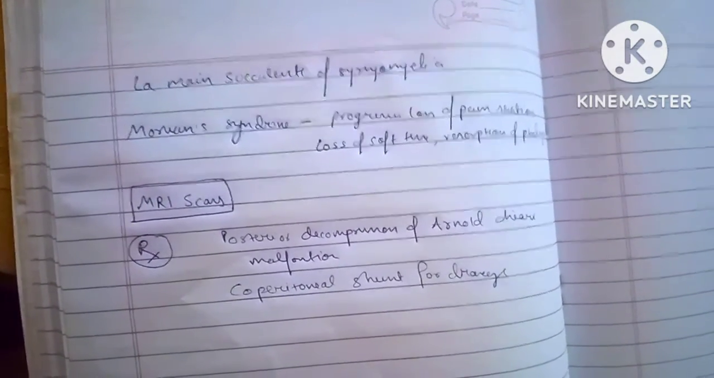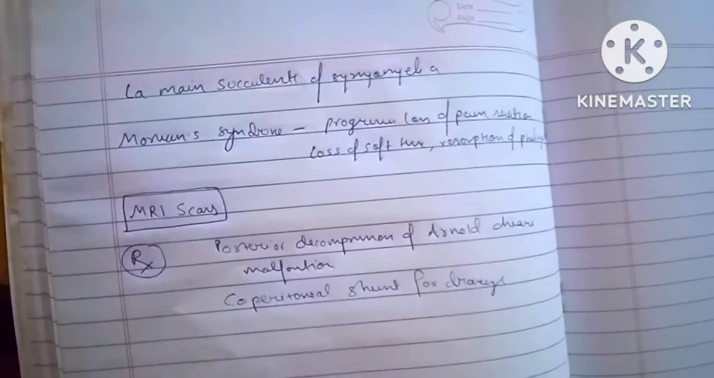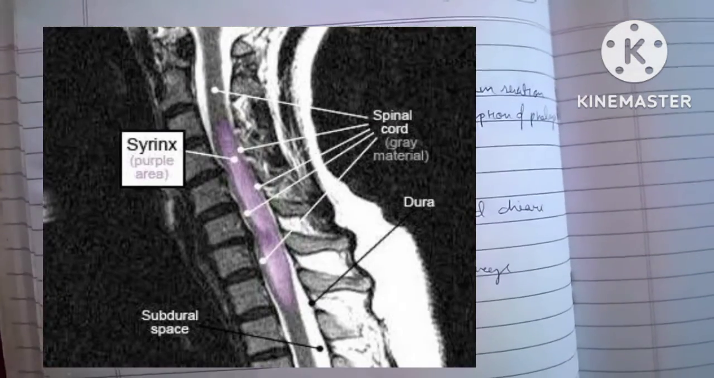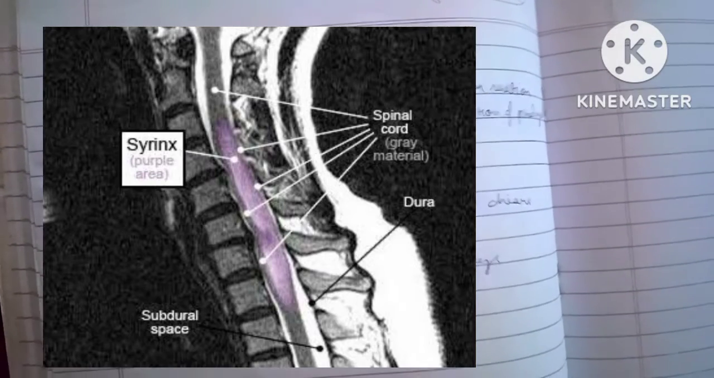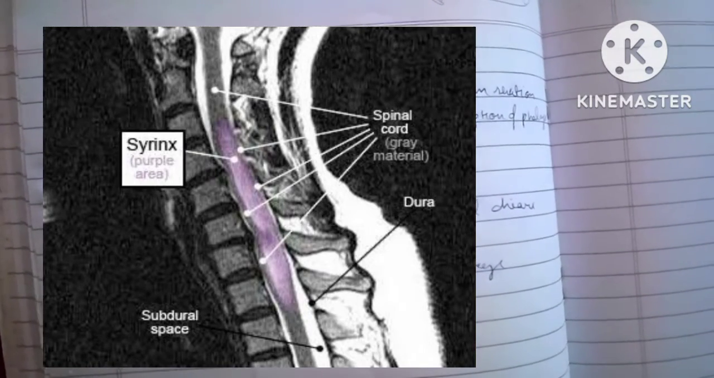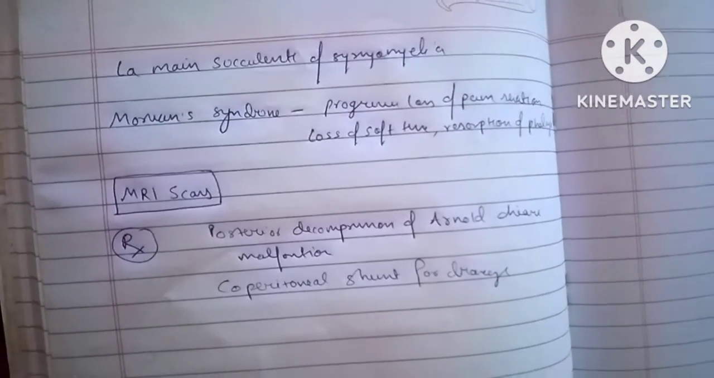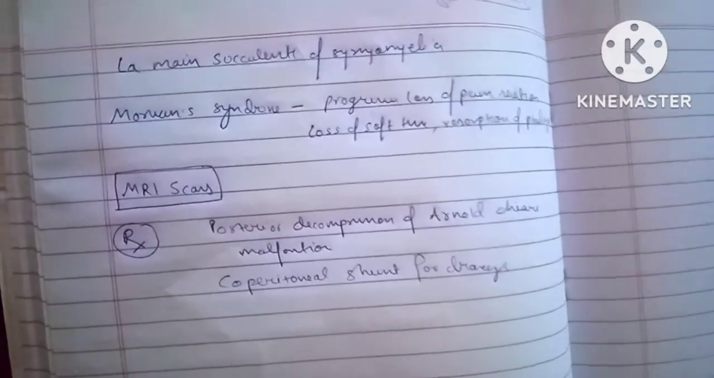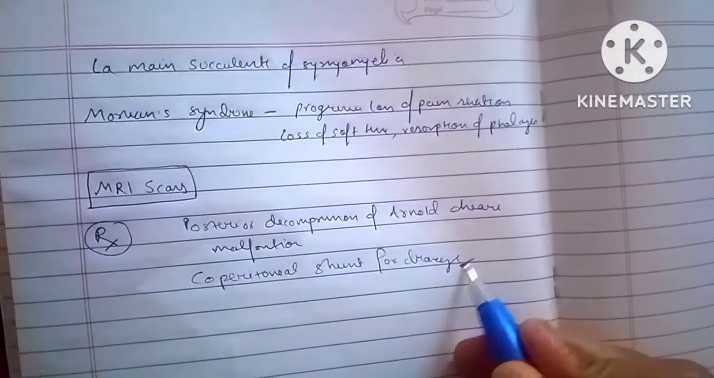MRI scans are what delineate the syringomyelia, showing clearly the fluid-filled cavity within the spinal cord, as you see in one of these images. Treatment is by posterior decompression of Arnold-Chiari malformation or syringoperitoneal shunting for drainage in case of increased pressure.